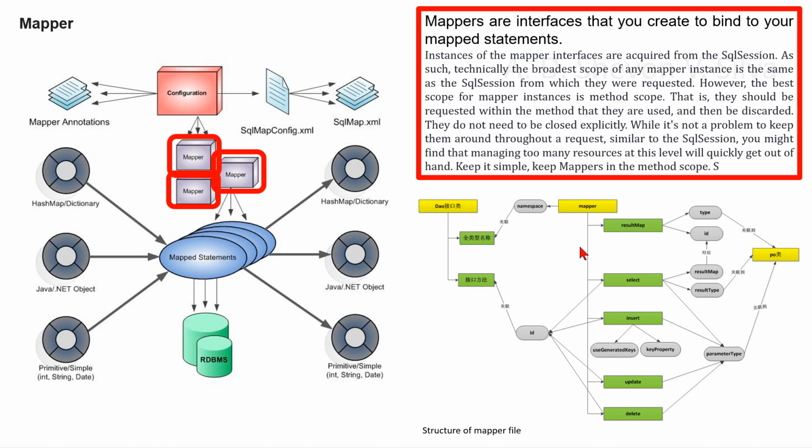The mapper element, this element is the top level configuration element, and its attribute namespace points to the full type name of the DAO class, namely the package path plus class name. Under the mapper element, it contains the following sub elements: resultMap element, select element, insert element, update element, delete element.